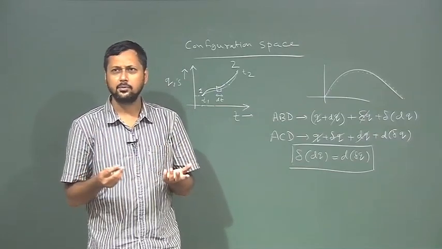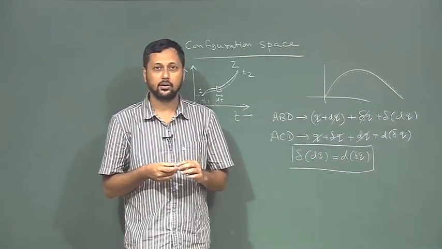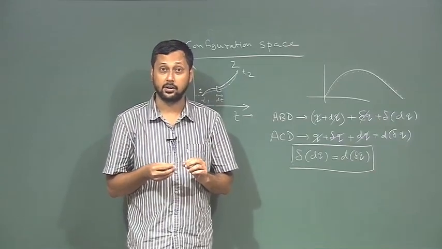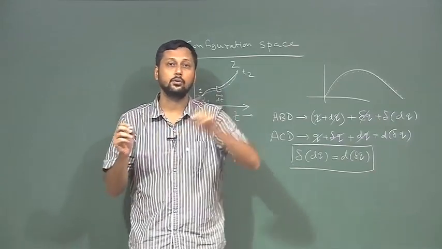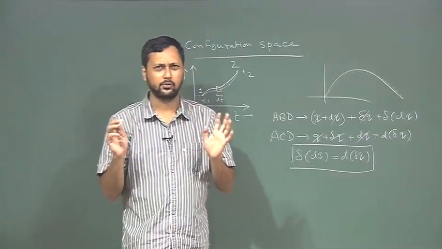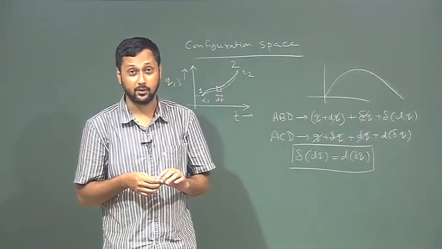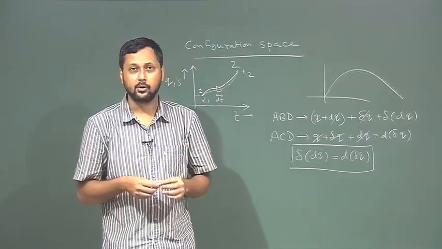It is not the shortest time path, because the shortest time path between any two points will be a straight line. That is very intuitive. Of course, it might not be true all the time. So, why a parabola? Why not any other curve?